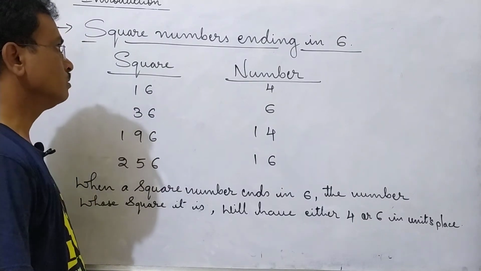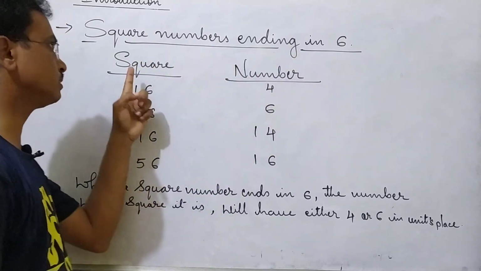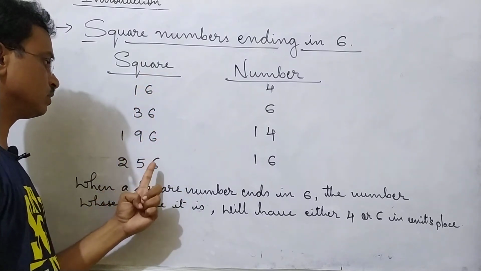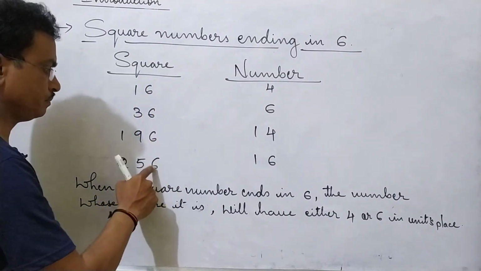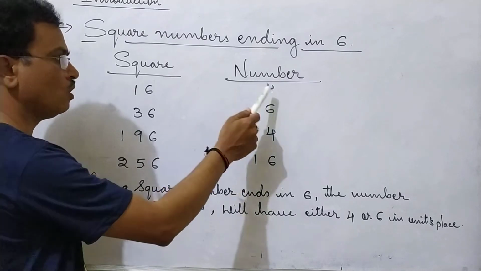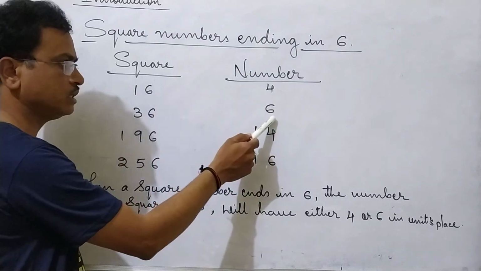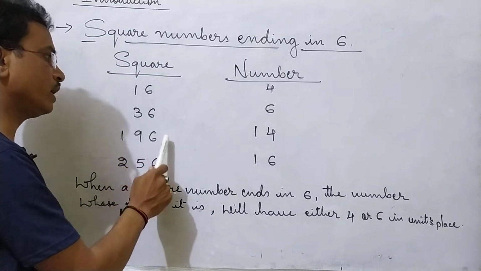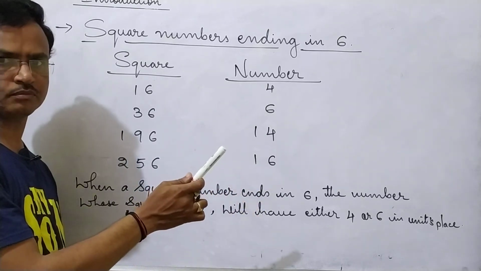Next point, square numbers ending in 6. You see the square numbers here: 16, 36, 196, 256. All these square numbers end in 6. Square root of 16, you know, is 4, or 4 square is 16. Square root of 36 is 6. 6 square is 36. Okay. Square root of 196 is 14. Square root of 256 is 16.